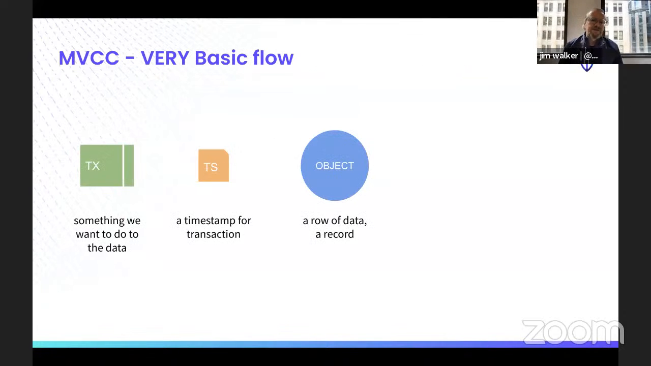So in any sort of transactional system, we have to think about these 3 things. Number one, there's the transaction. It's the thing we want to do. There's a timestamp for the transaction, because remember, we're going to do these things in order. We actually have to understand the timing of them. And then there is the object of our intent, which is, what do we want to update, right?